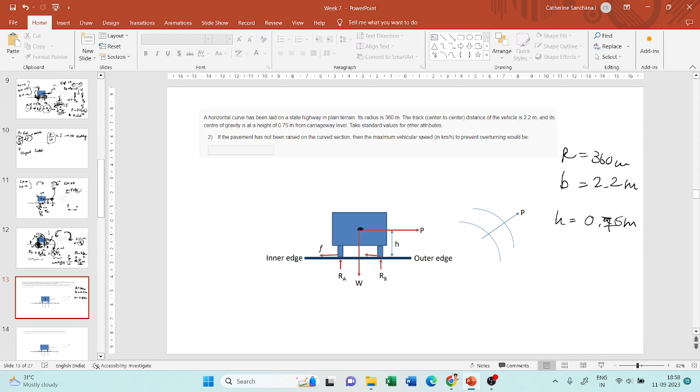Take standard values of other attributes. If the pavement has not been raised on the curved section, what does this mean? The pavement is flat, which means the super elevation which we saw is 0. I hope you understood what super elevation is. Instead of this flat surface, it will have a raised surface like this, to take care of skidding or overturning. So they have not provided this. It means that the section is flat. Then the maximum vehicle speed to prevent overturning would be what?